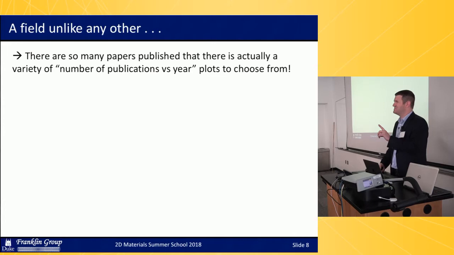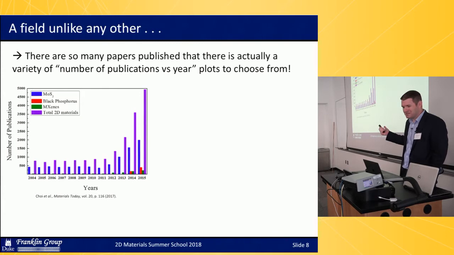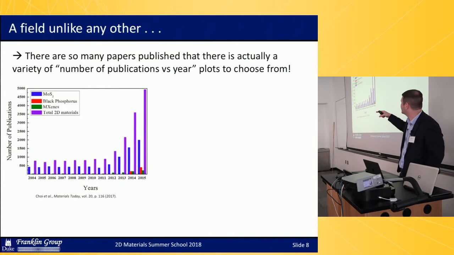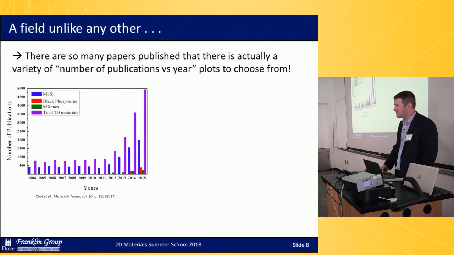So for instance, if you were to search just Google images for the number of publications versus year for 2D materials, you actually have many options for plots. First of all, you can have a plot that's just a simple bar graph. Now this bar graph, by the way, is plotted not as an accumulated total of the number of publications, but the actual publications per year for 2D materials. It's broken down by classification, but also in the purple, it's the total set. This is suggesting, and I can't verify these numbers, but just think about this for a second, that in 2015 alone, 5,000 papers were published related to 2D materials. 5,000. I don't think I've read that many my whole life.